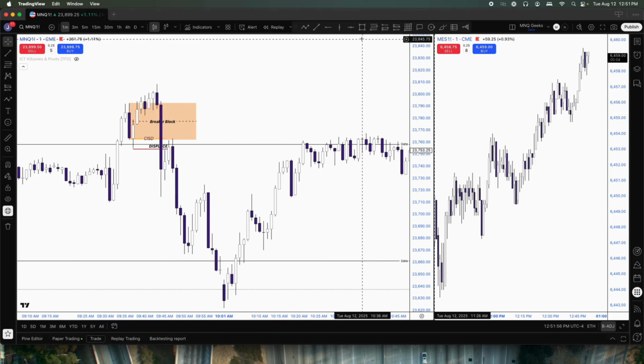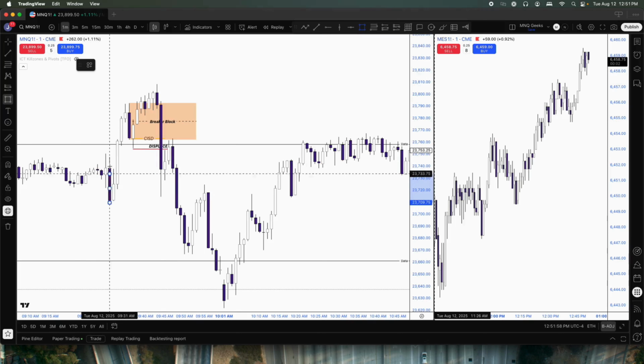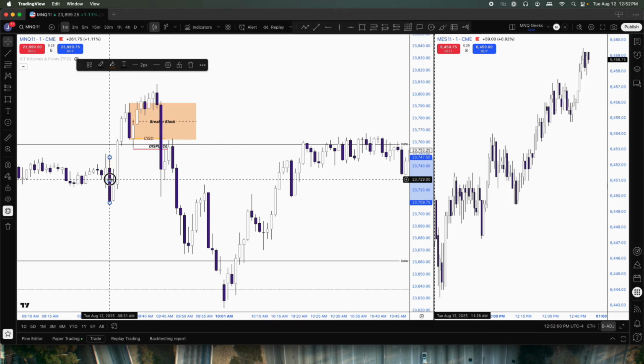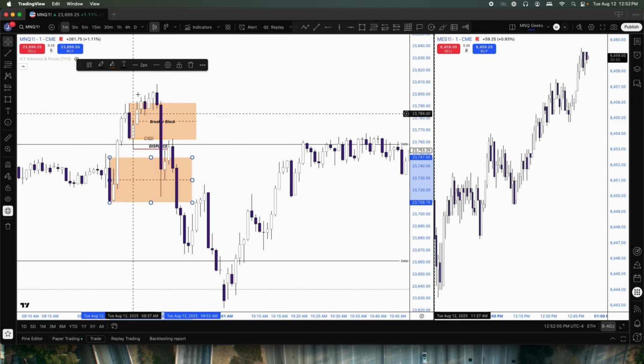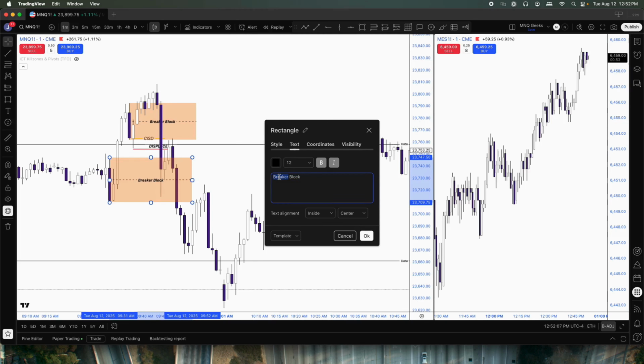So I'm seeing more displacement. I'm also seeing a mitigation block. Ooh, I don't think I have a mitigation block thing. I'll just write it real quick.